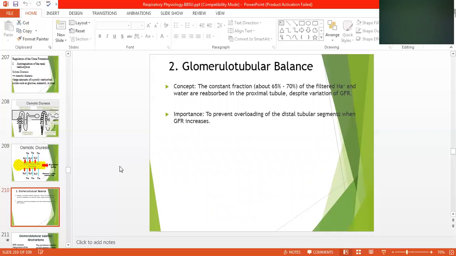Now we have glomerular tubular balance, meaning how the vessels in the Bowman capsule balance. Concept: the constant fraction, about 65 to 70% of the filtered sodium and water, is reabsorbed in the proximal tubule despite variation of the glomerular filtration rate. Means 65 to 70% is reabsorbed. What? Sodium and water back to the body, because the body needs sodium and water.